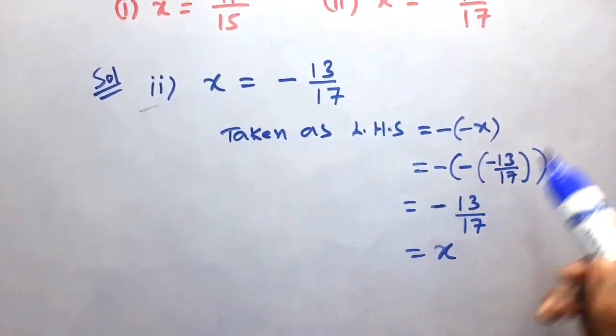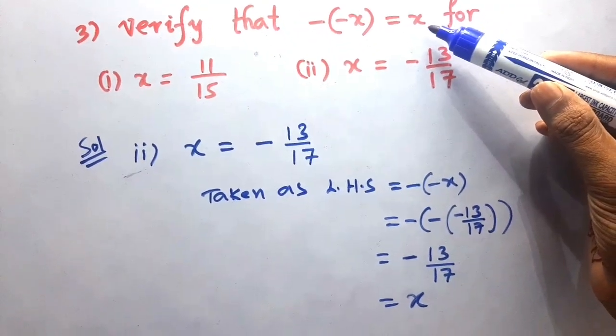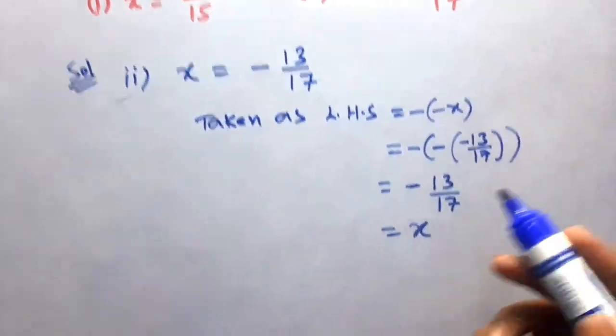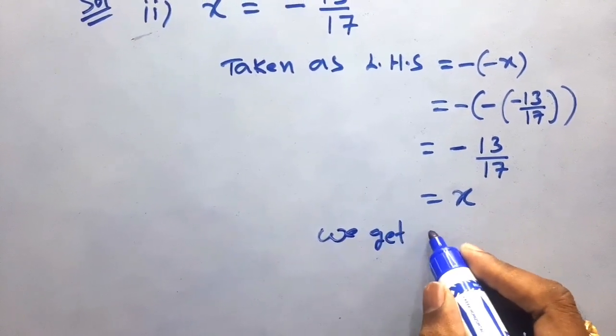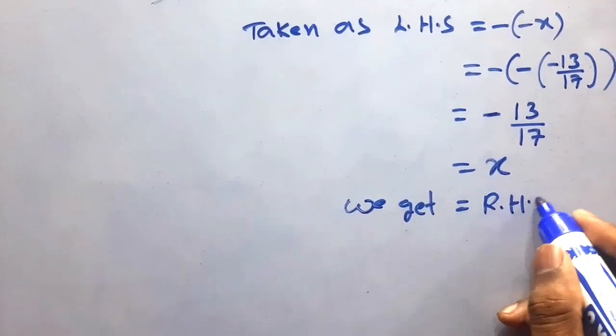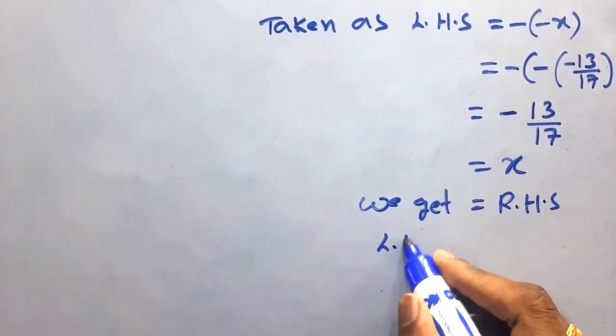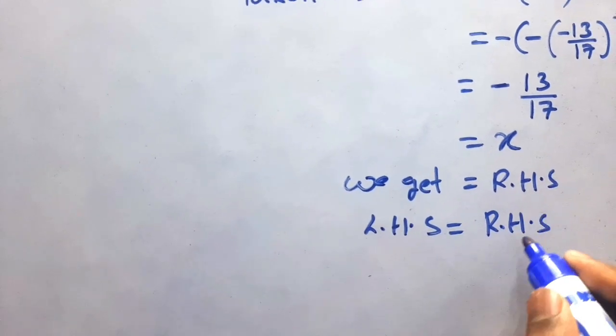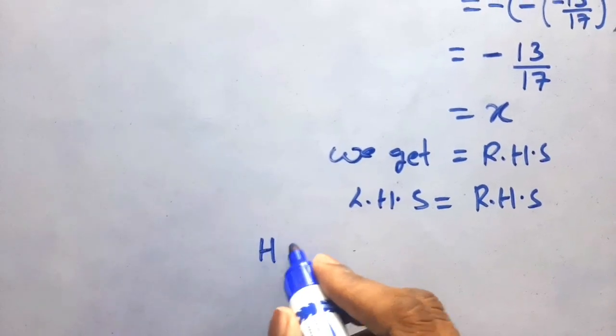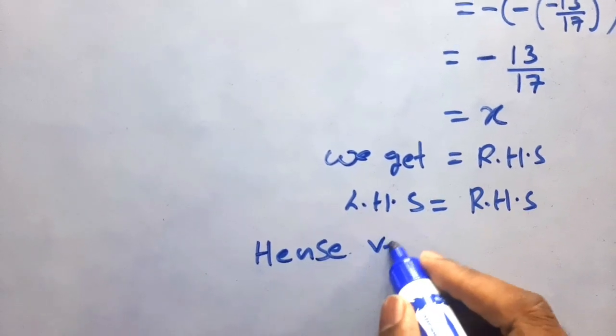So in this place we have to take x. So we get RHS. So we can write LHS equal to RHS. We can say verified. Hence verified.